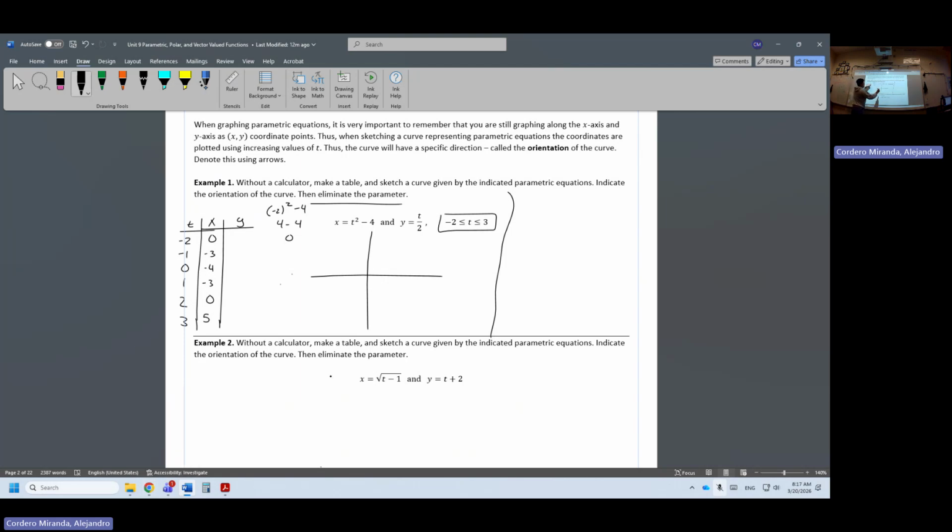So -2 over 2. Now I'm looking at this orange equation. That was the black equation. Here's the orange equation. To take -2 into there, y equals -2 over 2 is -1. So this guy is -1. And then same thing for, if I plug in -1, I get -1/2. I plug in 0, I get 0. I plug in 1, I get 1/2.